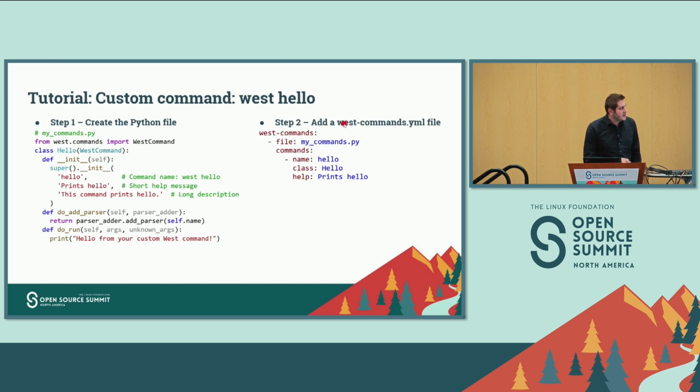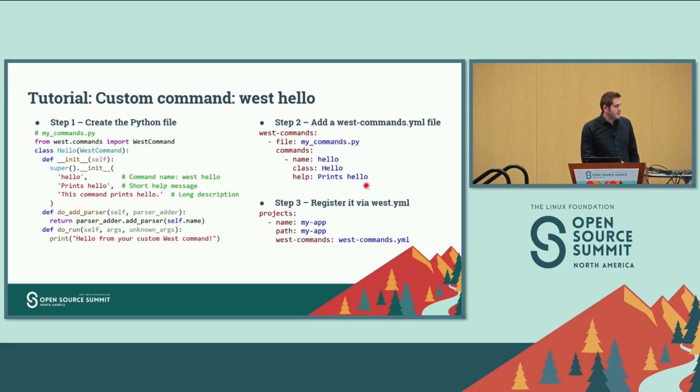Then you must add the westcommand.yaml. Basically here, I just specify where I can retrieve this Python script, and the name of the command here is called hello, and the help if needed. And in my west.yaml, I should tell where is this westcommand.yaml.